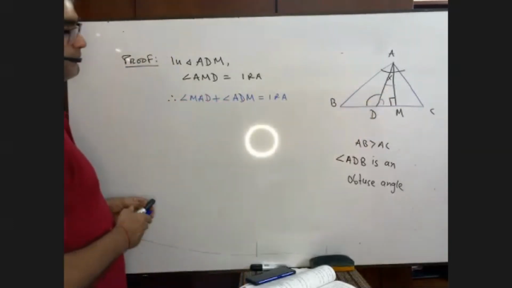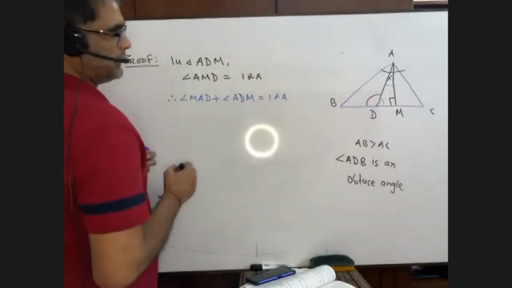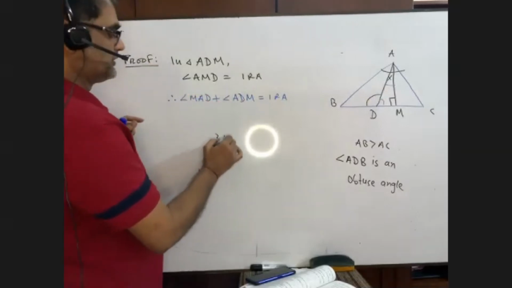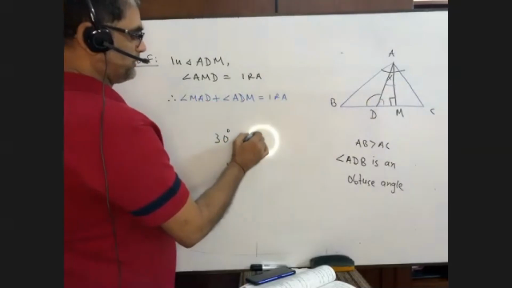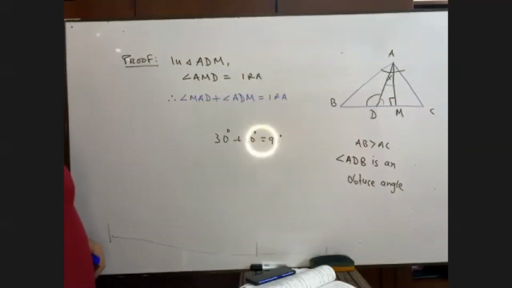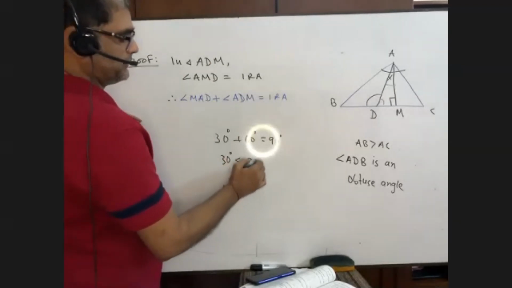Anyway, so what you are getting here? You just see 30 degrees plus 60 degrees equals, suppose, 90 degrees. Does it mean that 30 degrees is less than 90 degrees? Am I right?